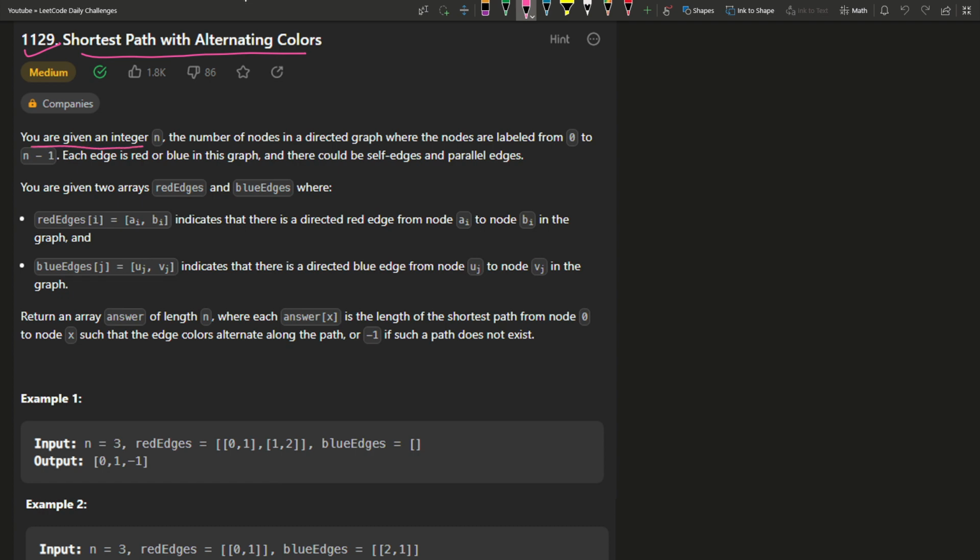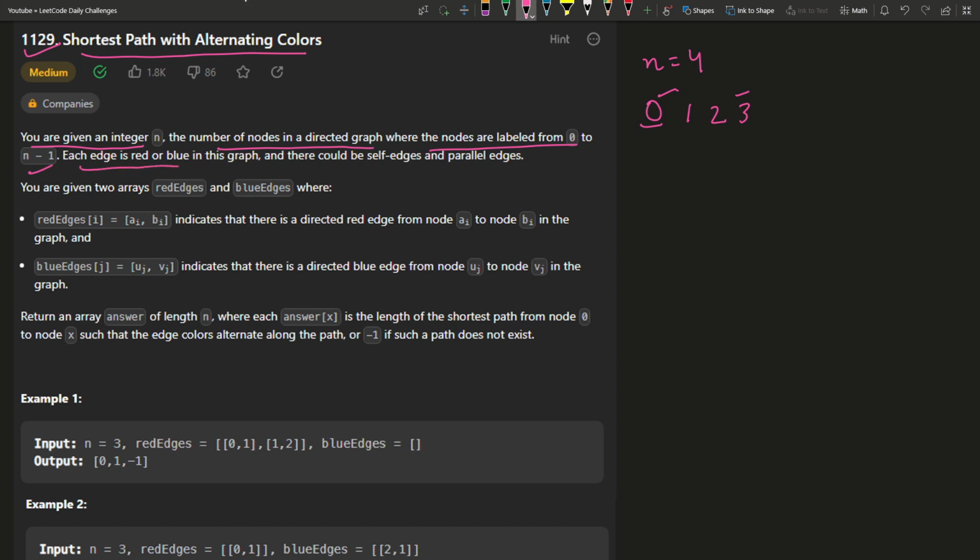You are given an integer n, the number of nodes in a directed graph where the nodes are labeled from 0 to n minus 1. So we are given a graph where n tells us how many nodes we have inside our graph. If n is 4, that means we are going to have 4 nodes in our graph. The labels are going to start from 0. That means the first node will have label 0, the second node will have label 1, the third node will have label 2, and the last fourth node will have label 3. So labels are going to start from 0 to n minus 1.